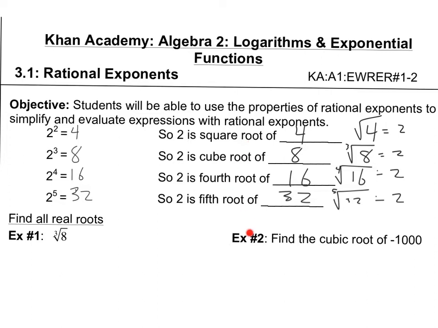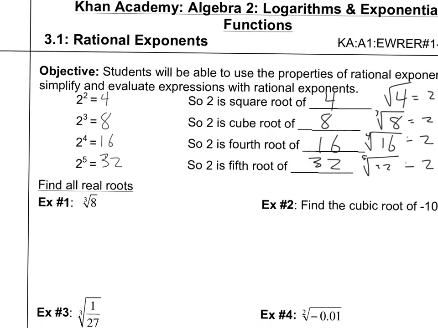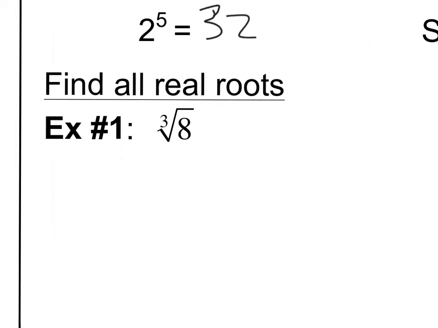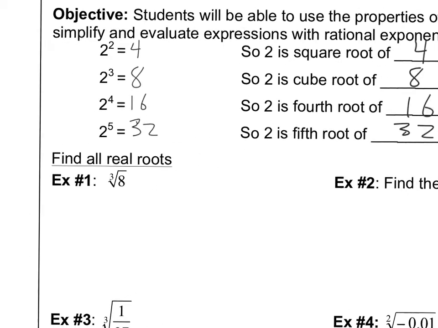So when we say the root, we're just saying the opposite of an exponent. It's going backwards. If 2 to the 5th equals 32, then that means 2 is the 5th root of 32. So I want to just play with these. We're going to find all the real roots. So what is the 3rd root of 8? Well, this is one that we just did, right?